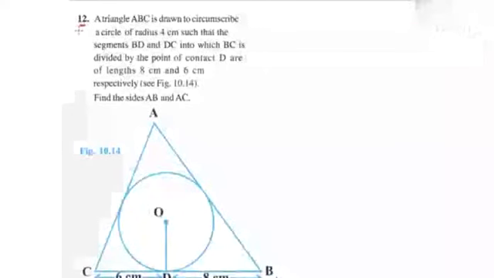Question 12 is one of the most interesting questions of this exercise. Here's what it says. We are given this figure 10.14, and the problem statement says a triangle ABC is drawn to circumscribe a circle of radius 4 centimeters. So if you see the figure, we have this circle with the center O, and triangle ABC circumscribes this circle, which means that all the three sides of triangle ABC touch this circle, and one of the points of contact is this point D here.